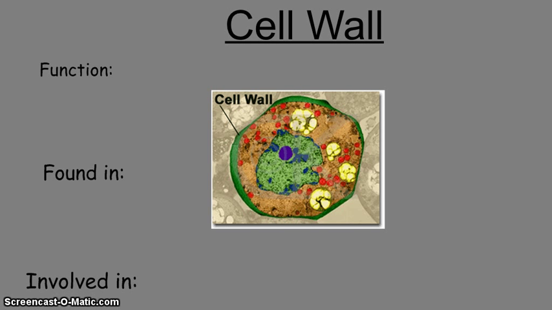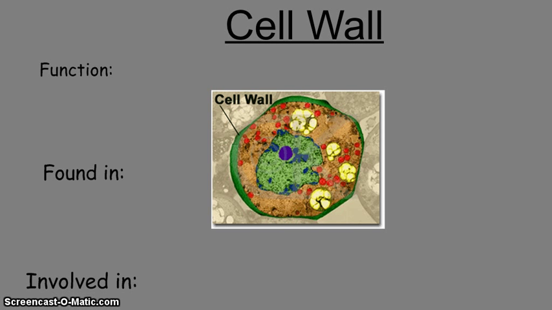The cell wall. The cell wall, you can see here, doesn't look a lot different in the picture from the cell membrane. However, when we get closer, we'll see that it's a really thick boundary between the cell itself and its environment, and the cell membrane is stuck right up next to the cell wall.